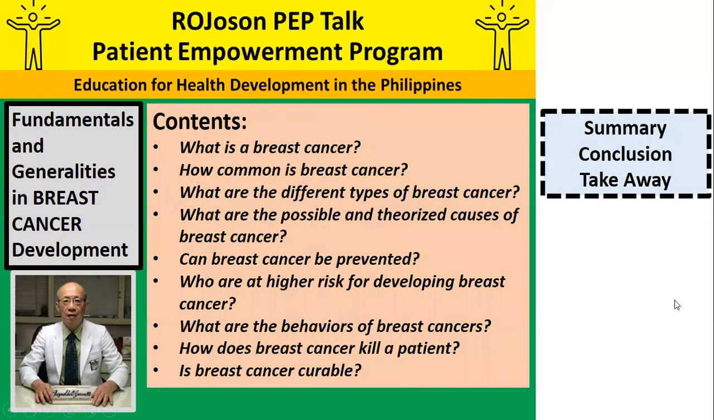So, summary, conclusion, and takeaway. I have discussed all of these items. What is breast cancer? How common is breast cancer? What are the different types? What are the possible and theorized causes? Can breast cancer be prevented? Who are at higher risk? What are the behaviors? How does breast cancer kill a patient? And is breast cancer curable?